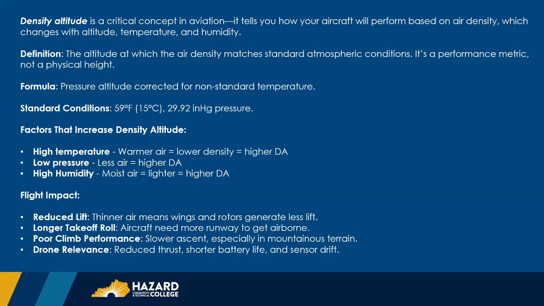So the formula for this is pressure altitude corrected for non-standard temperature. Factors that increase density altitude: high temperature, warm air equals low density equals higher density altitude. Low pressure, less air equals higher density altitude. High humidity, moist air equals lighter equals higher density altitude.